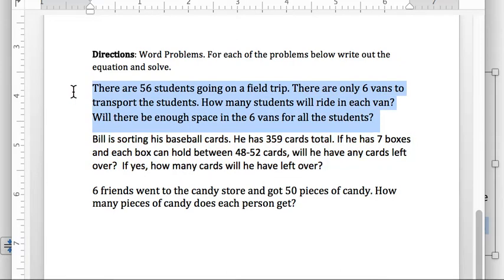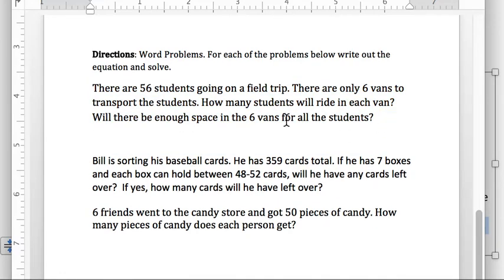First one says there are 56 students going on a field trip. There are only 6 vans to transport the students. How many students will ride in each van? Will there be enough space in the 6 vans for all the students? So in this case, it seems like that's a word problem, right?